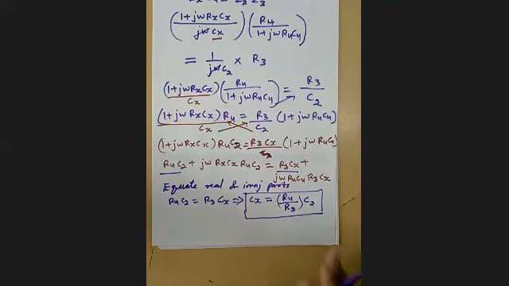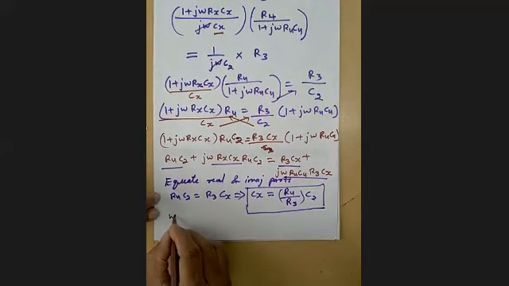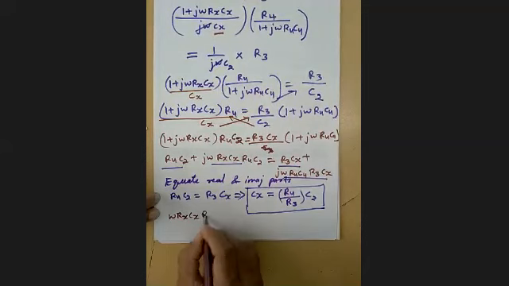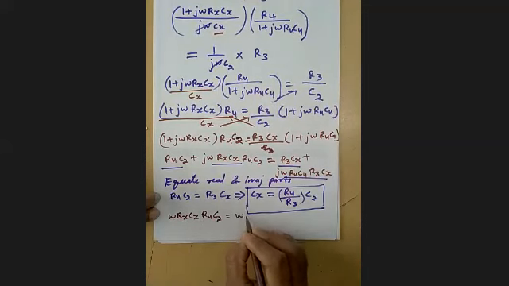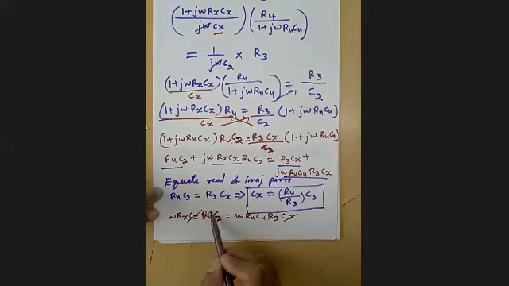Now calculate Rx, equate imaginary part. I'm equating imaginary part: omega Rx Cx R4 C2 is equal to omega R4 C4 R3 Cx. Did I miss anything? No, ma'am. Okay. So Rx is equal to how much? C4 upon C2 multiplied by R3.